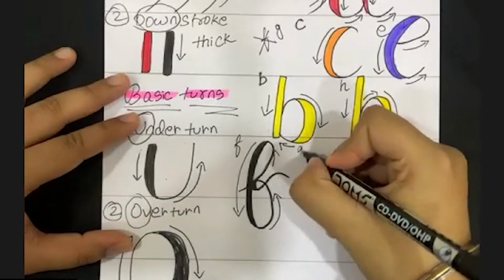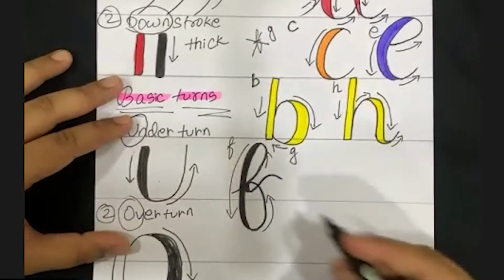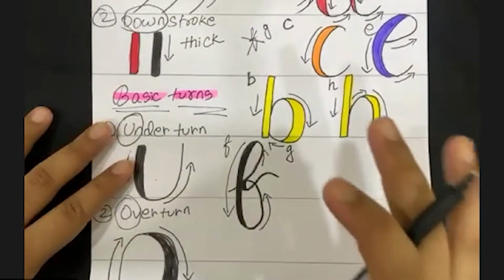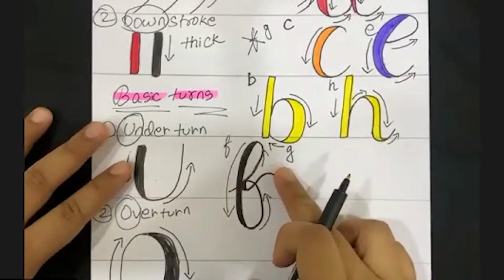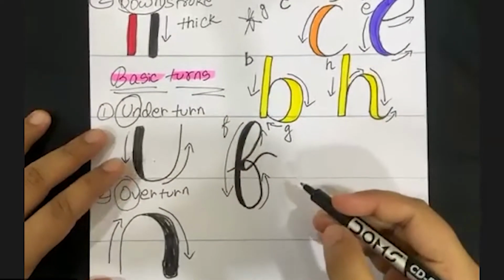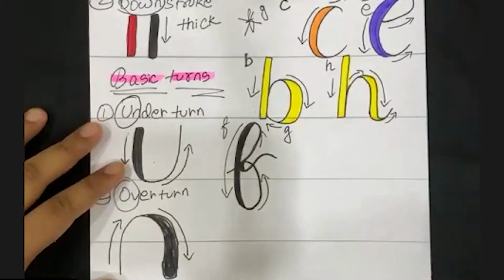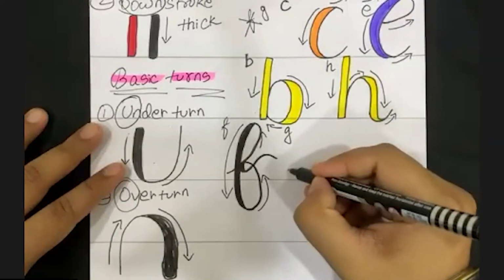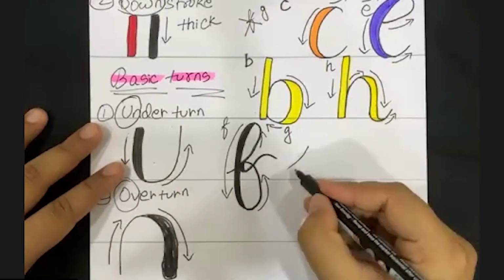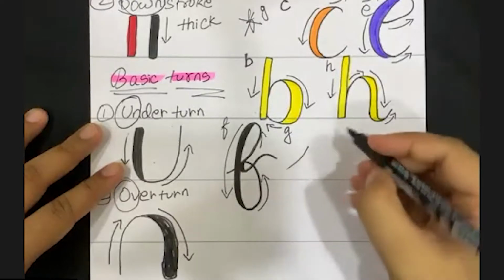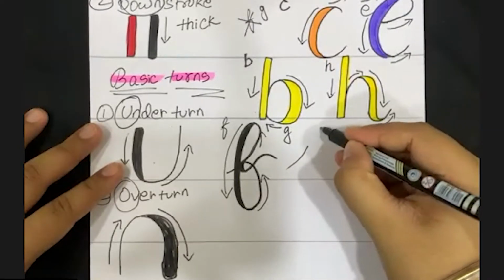Now I will be going on with the letter G. Okay, now you have to look carefully at the letter G. Come on everybody, look here. I'm going on with my upper stroke. My upper stroke should be thin.